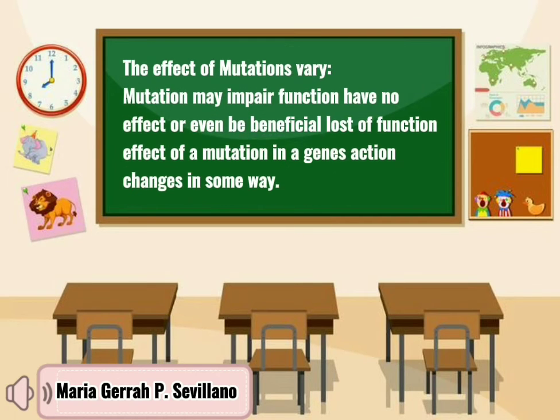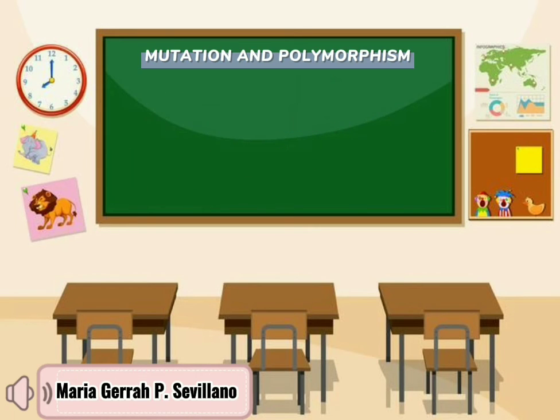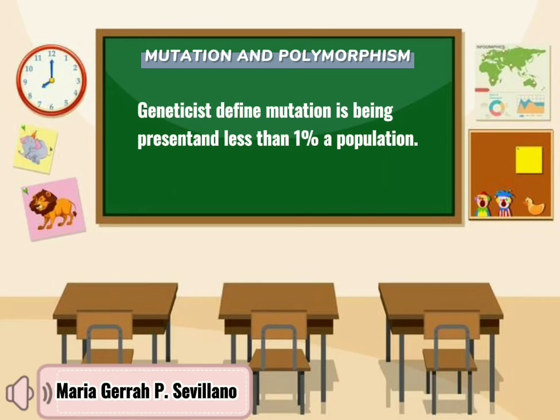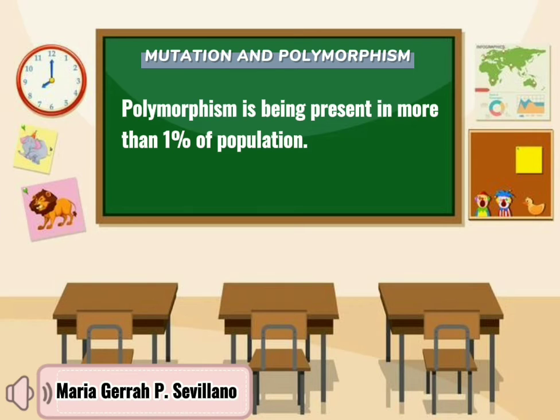The effects of a mutation vary. Mutations may impair a function, have no effect, or even be beneficial. Loss of function is the effect of a mutation when the gene's action changes in some way. Mutation and polymorphism: geneticists define a mutation as being present in less than 1% of a population, and polymorphism as being present in more than 1% of a population.